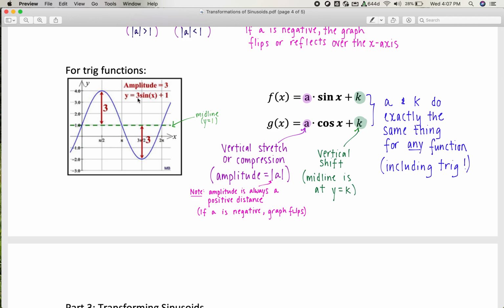And then 3 is going to stretch the graph vertically. So instead of the graph going 1 higher and 1 lower than the midline, like a normal sine and cosine graph, this graph is going to go 3 higher than the midline and 3 lower than the midline because we're multiplying all the outputs by 3. And notice the peak is still at 90 degrees or pi over 2, just like it was on the original sine graph. And the valley or the lowest point is still at 270 degrees or 3 pi over 2, like it was on the original sine graph.